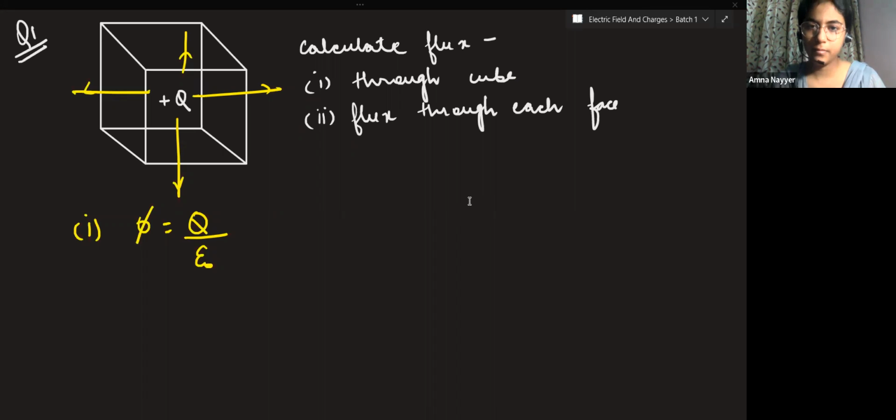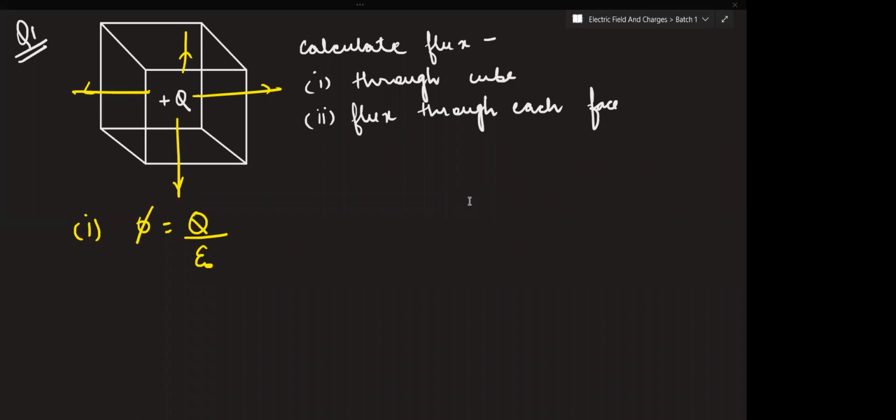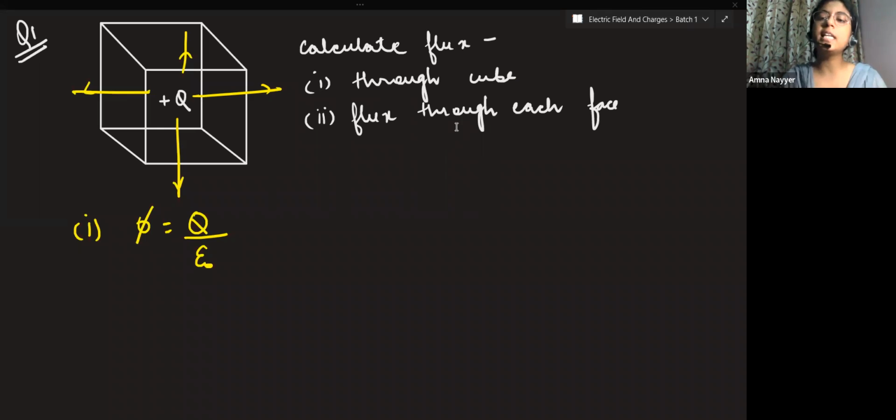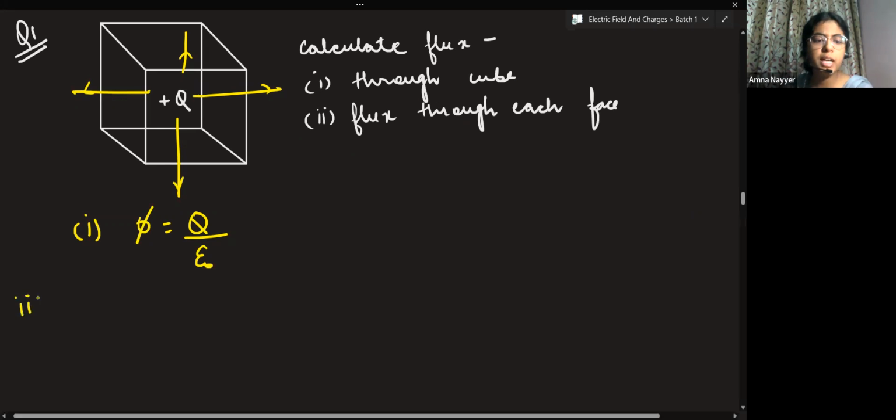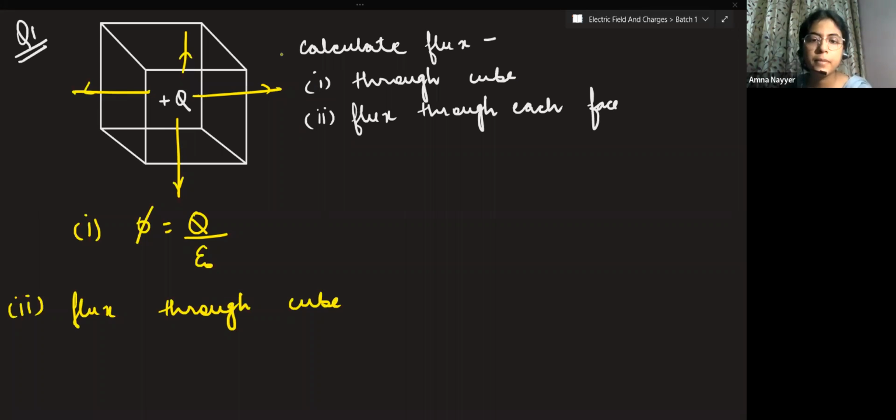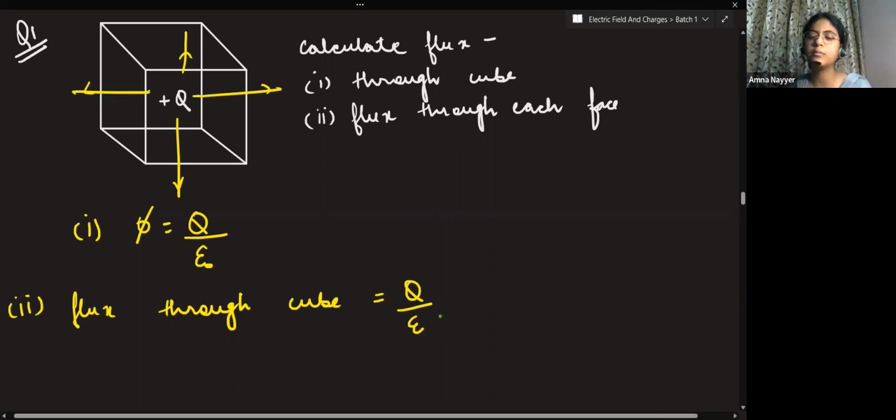All right. So then it says flux through each face. It means, what did we do? We had seen that flux through the cube. Yes, Shravya, correct answer. See, flux through the cube is what? Flux through the cube is Q by epsilon naught.